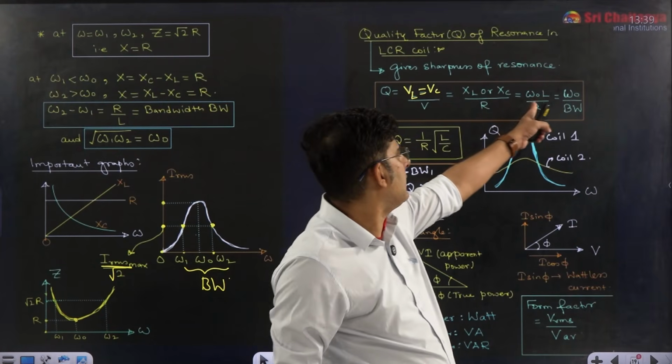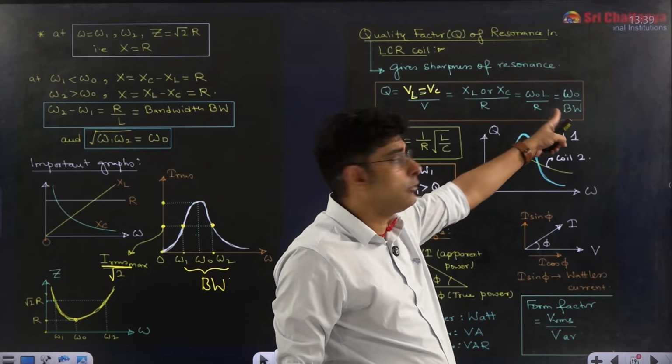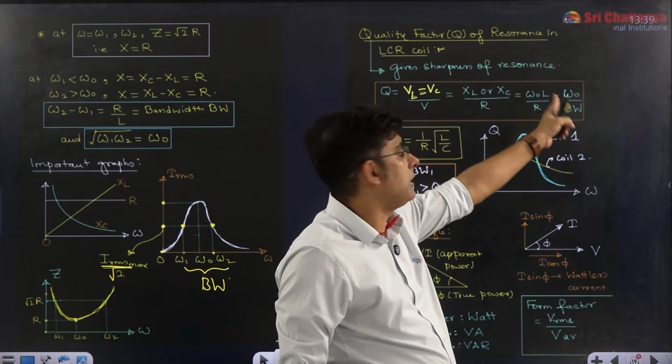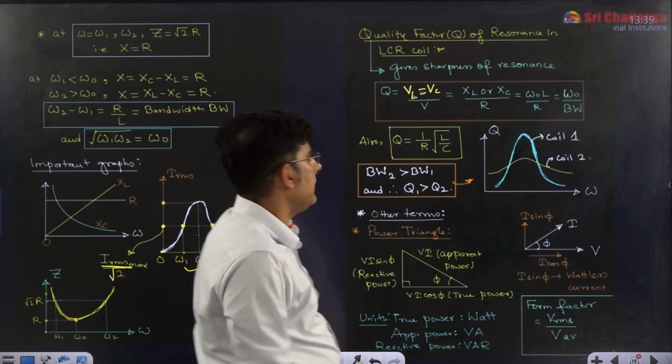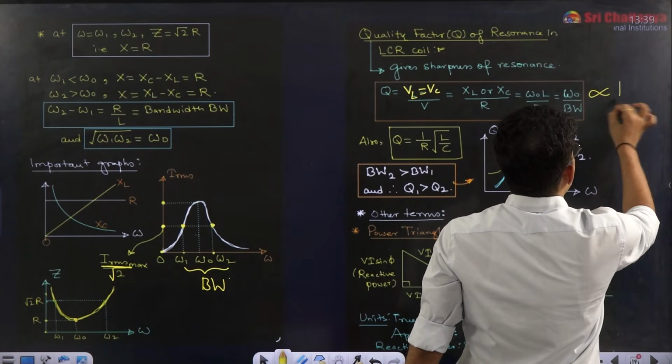If you put in omega naught L by R, and you know R by L is the bandwidth, so quality factor can be defined as omega naught by bandwidth. Resonant frequency by bandwidth is the quality factor, which is inversely proportional to bandwidth. Very, very important point: it is inversely proportional to bandwidth.